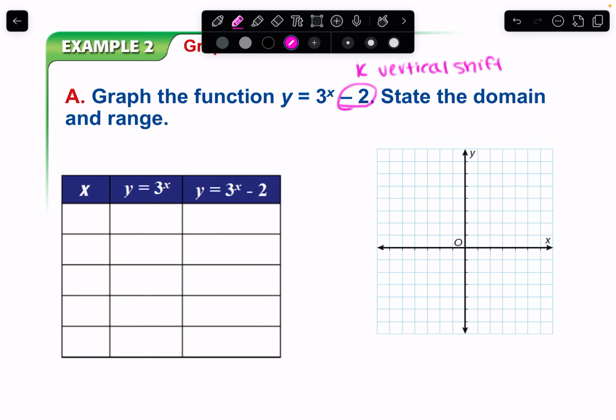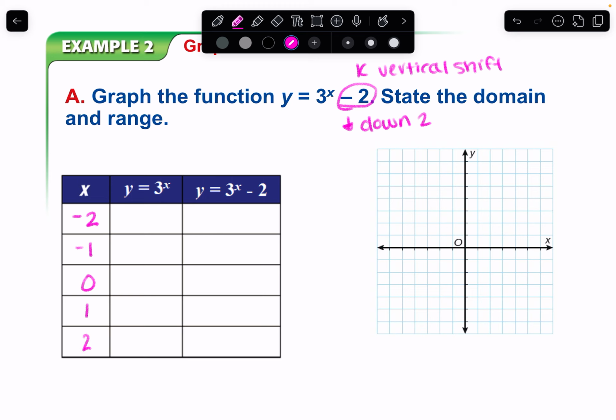So if it is a -2, that means your entire graph is going to move down 2 spaces. So it's going to look very similar to example 1, but instead of being at 0 and not touching 0, it's now going to go down and not touch -2. So that's kind of where that comes from. So again, I'm going to pick values from -2 to +2. You can start with -3 and go to +3. There's not enough space for that, but you can add them in if you want to.